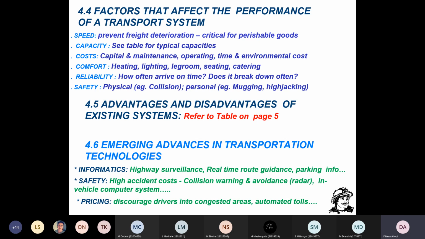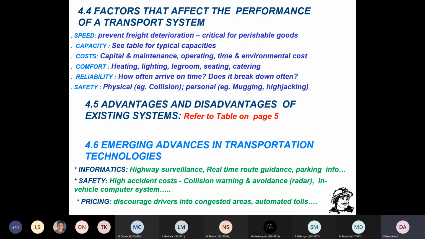So there's various radar devices that are installed to give you warning signals, and if there's an accident, to inform you that there's an accident ahead, expect delays, take an alternative route. So it's linked, so some overlap with the informatics system there. You could even have in-vehicle computer systems.